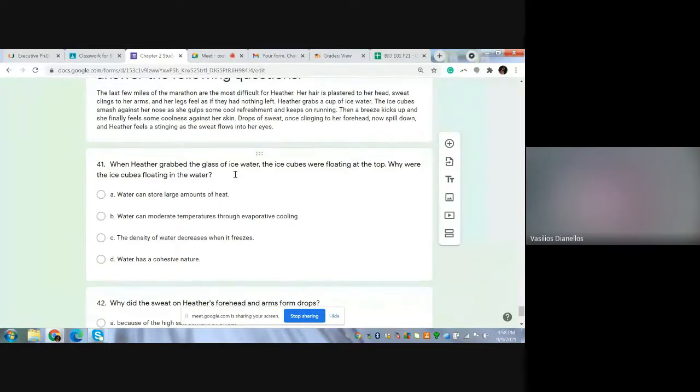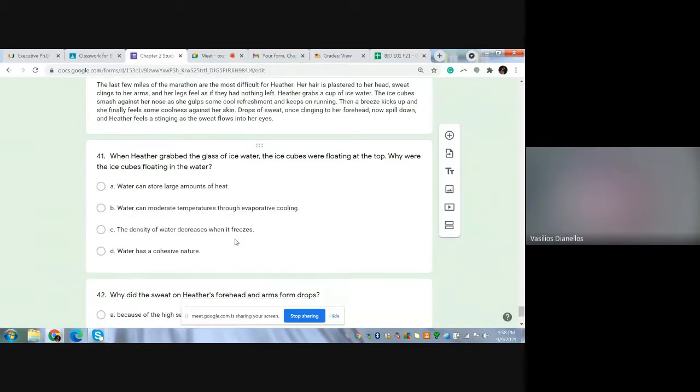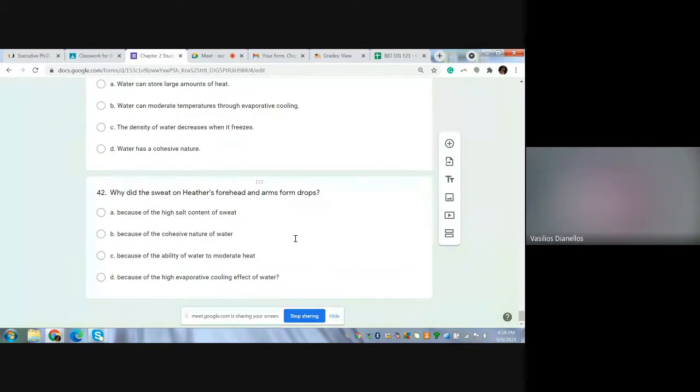The ice is floating. Why is it floating? We already talked about that earlier because the density of water decreases when it freezes, right? Water, when it freezes, it becomes less dense. Therefore, it floats.